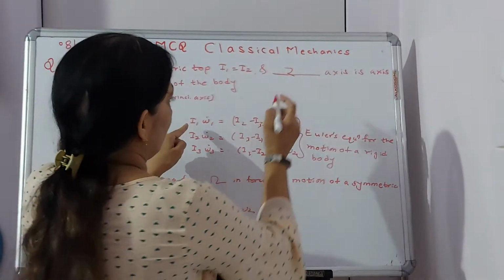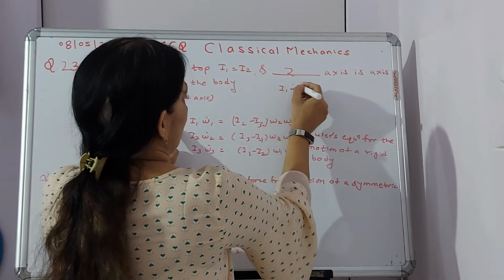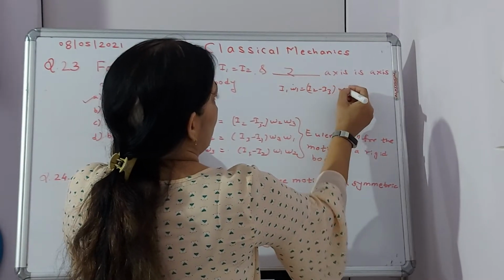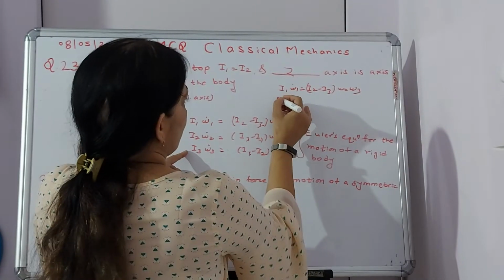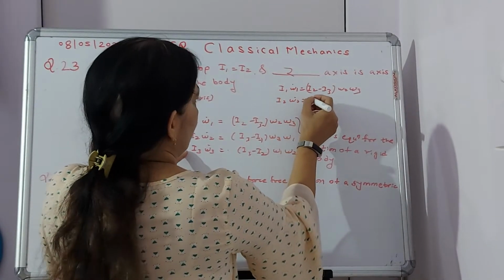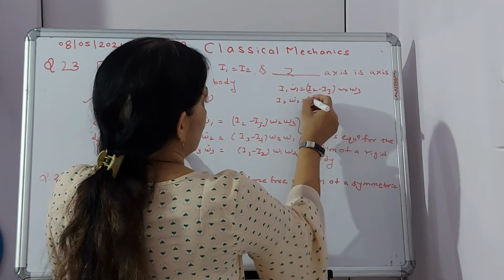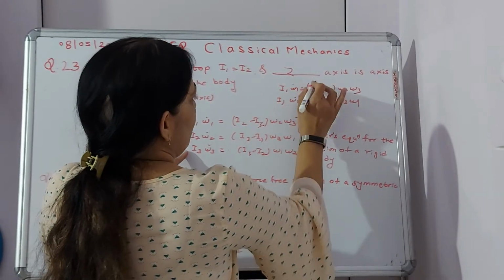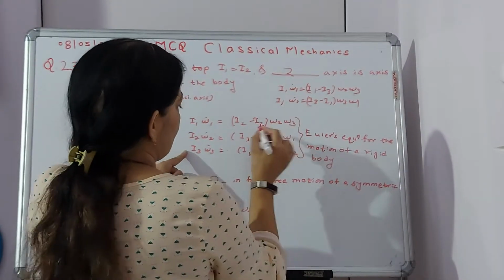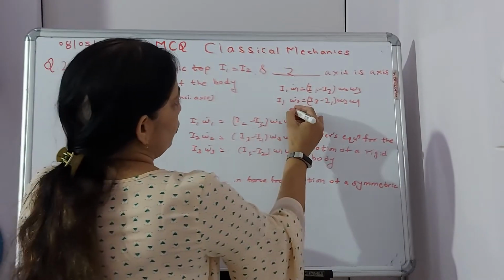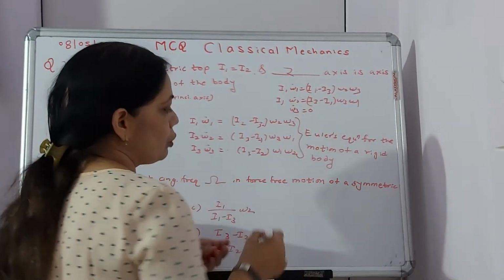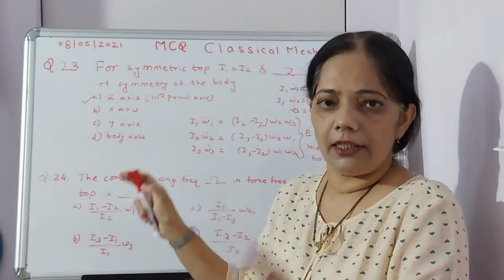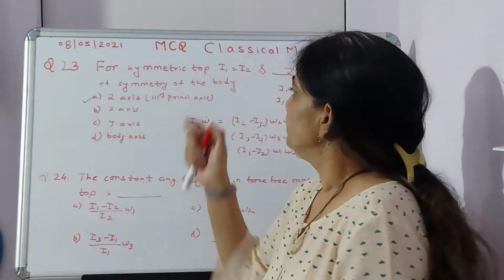So here what we'll do, we'll write those equations, which is I1 omega 1 dot is (I2 minus I3) omega 2 omega 3. Second equation should be I2 omega 2 dot is equal to (I3 minus I1) omega 3 omega 1. So make this I1, make this I1. Fine. And the last equation should be omega 3 dot is equal to 0, because we are taking the third principal axis, or the z axis, as the symmetry axis of the body.